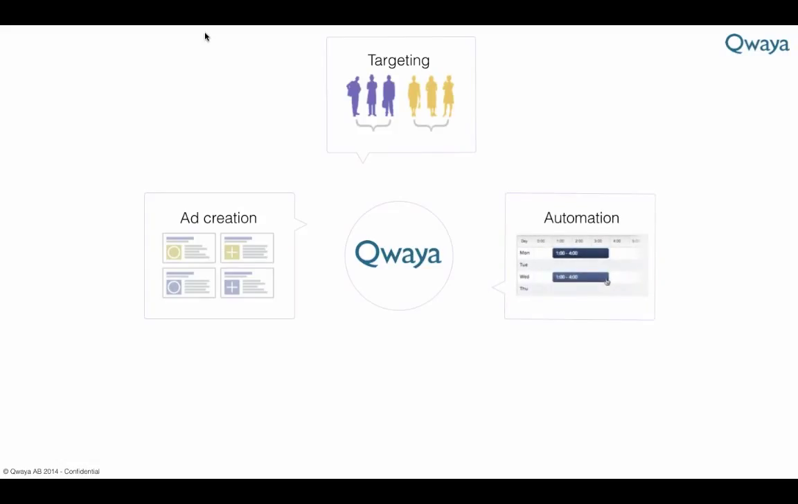We also have different automation features. Such as scheduling or rules. So you can automatically pause ad sets or ads when specific rules are triggered. We also have graphical reporting that you can export as images, and you can also, of course, get the data.